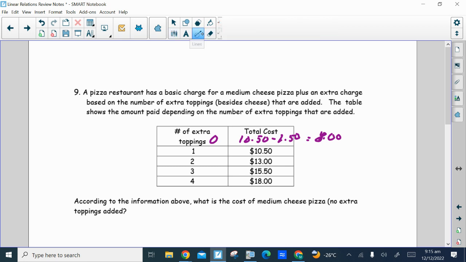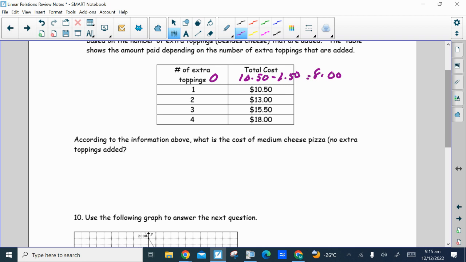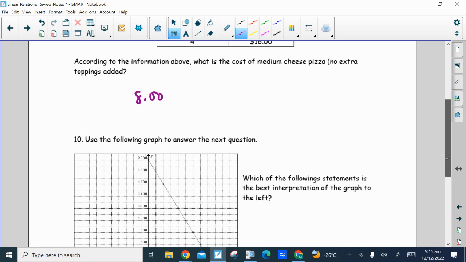We did something similar to this earlier today, where we needed to find the y-intercept on the table, and this is exactly what we're doing here. We're finding the y-intercept, the cost when the number of toppings is 0. The value of y when x equals 0 is the y-intercept. So we have our answer here, $8, and we got it from the table.